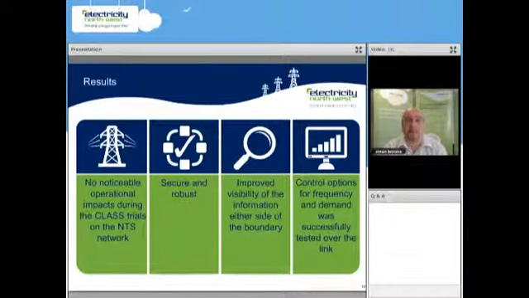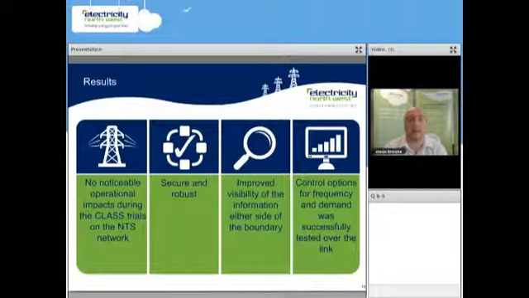We've had improved visibility of the information either side of the boundary, and this is quite important for us going forward into the future. One of the extra things we tested was the ability to send control options for both frequency and demand over this link, and that's an improvement over the current system.